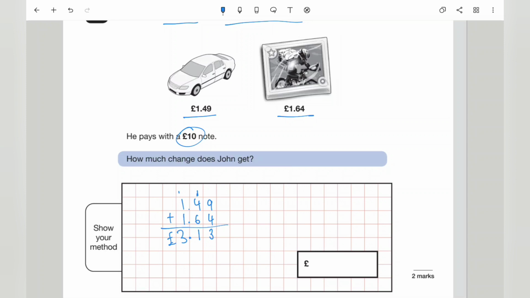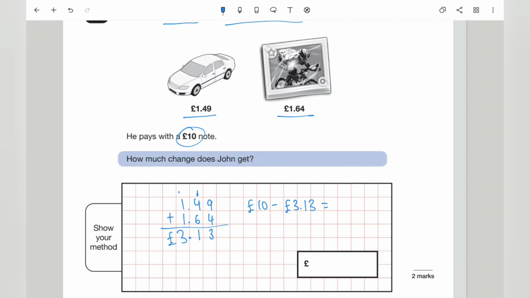Now remember, he pays with a £10 note. So he will receive change, right? To work out how much change he will get, we simply do £10 subtract £3.13. Now it's up to you how you want to work it out. You can do it using column method, or if some of you prefer, you can work it out mentally. Personally, this is a simple question, so I would just work it out mentally.